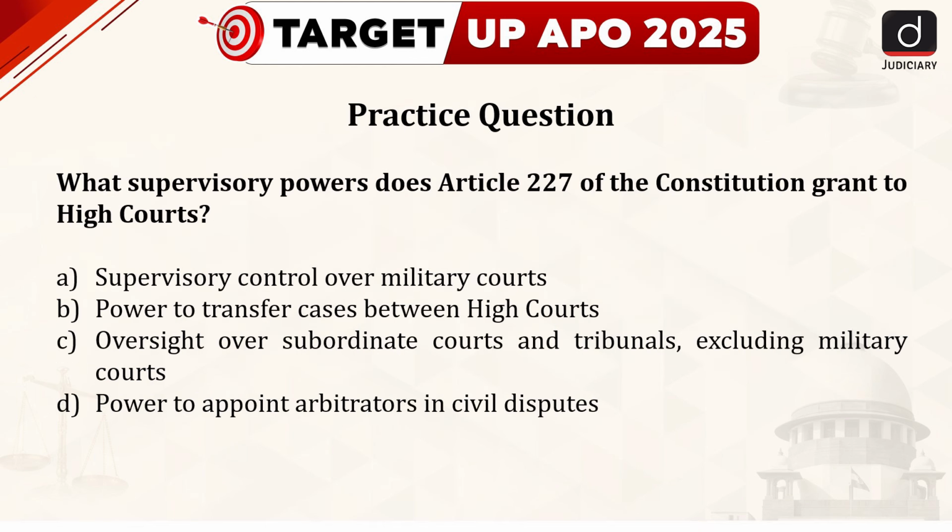Now it's time for a practice question. What supervisory powers does Article 227 of the Constitution grant to high courts? Option A, supervisory control over military courts. Option B, power to transfer cases between high courts. Option C, oversight over subordinate courts and tribunals excluding military courts. And option D, power to appoint arbitrators in civil disputes.